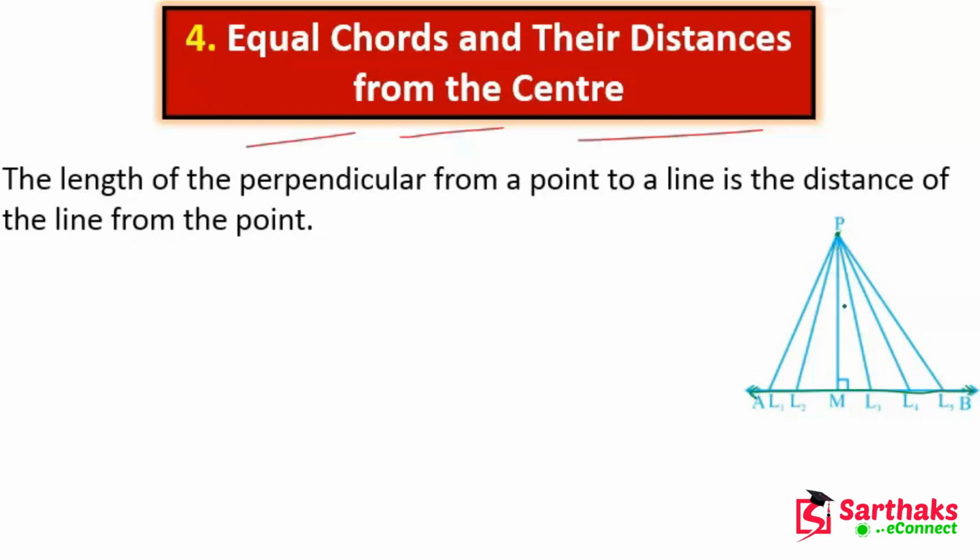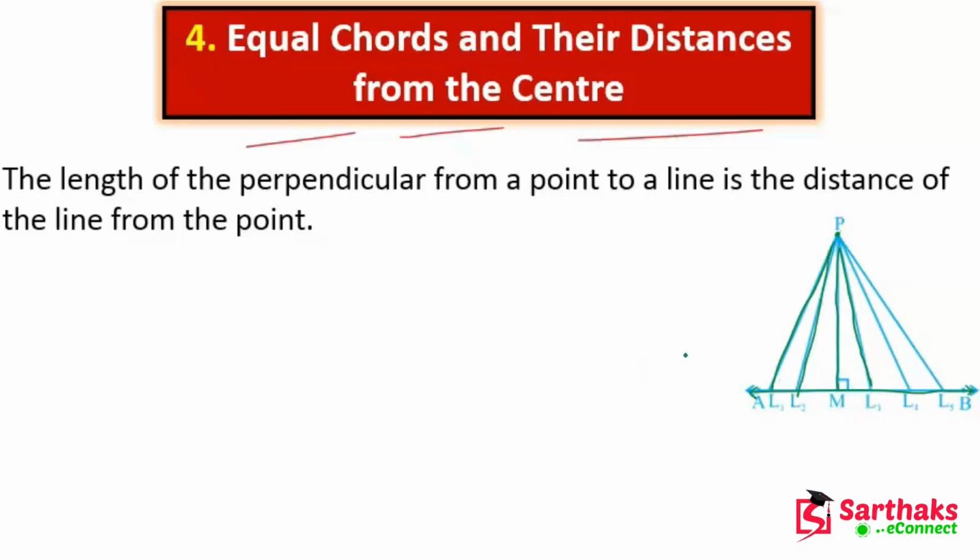From point P, we can draw an infinite number of lines on AB. Like you can see in the figure, there is a line AL, AL1, AL2, AL3, AM, and similarly AL4, AL5 and so on. We can draw an infinite number of lines from point P on line AB.